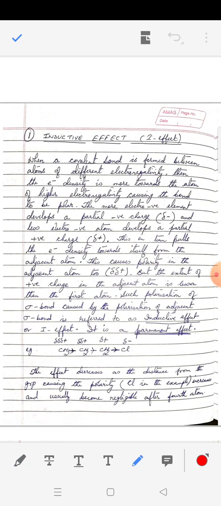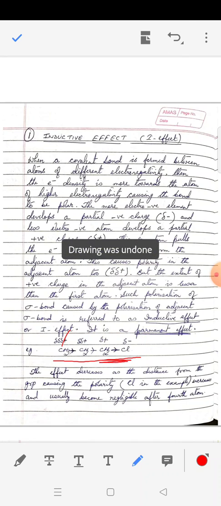Then what happens? Let us take this example, CH3CH2CH2Cl. You can see here the bonds are between carbons, and here we have an element which has more electronegativity, that is chlorine. Because of this chlorine, we know that the carbon-chlorine bond is polar, because this carbon will carry a partial positive charge, and this chlorine will carry a partial negative charge. This we have learned long back when we did dipole moment.